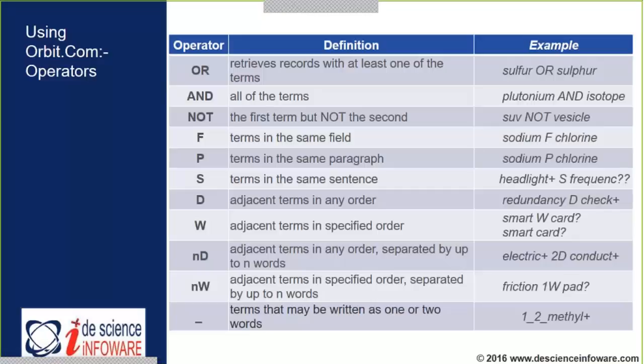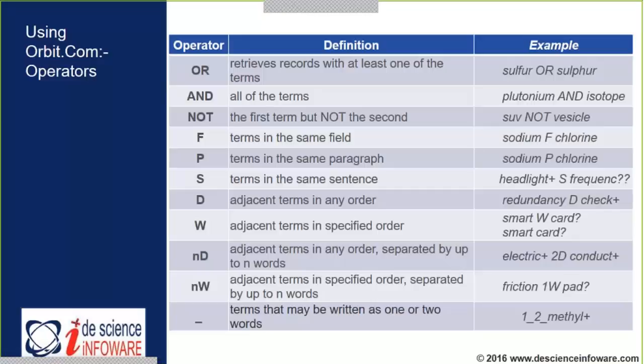D is any order, so redundancy and check, and check and redundancy, can switch places. W is the same order, wherein smart is always first and card is always later. And you can have a distance measured. In this example, electric 2D conduct means electric and conduct can have two words in between, and they can switch places. But if you don't want to switch places, you use the W. Up to 99D or 99W can be used.